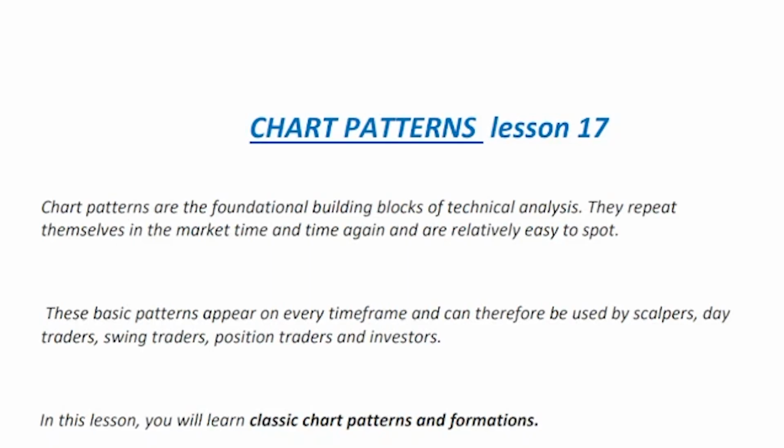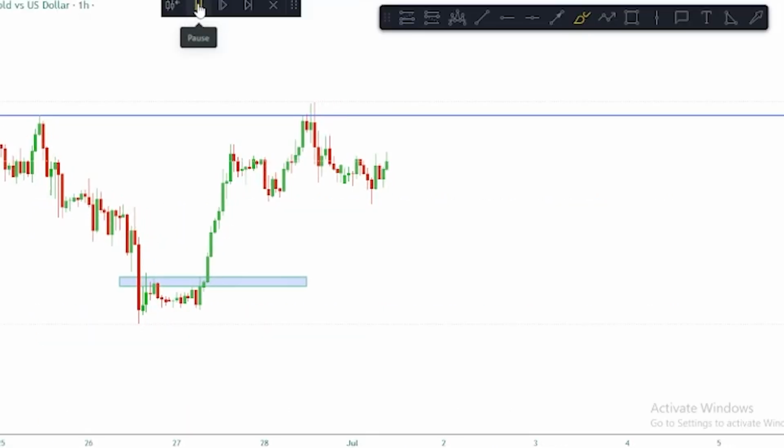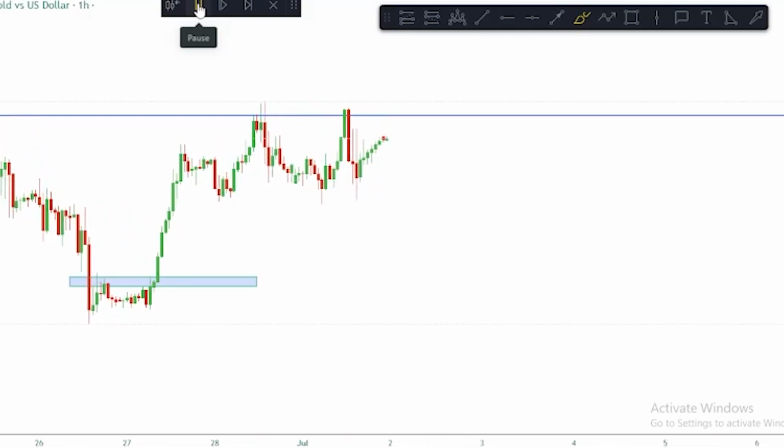Welcome back again to lesson 17, chart patterns. First, what is a chart pattern? Chart patterns are the fundamental building blocks of technical analysis. If you want to be sure of the direction of the market, you need to know the chart patterns.